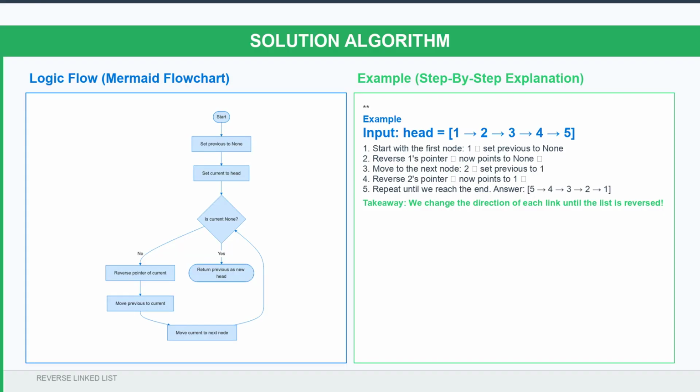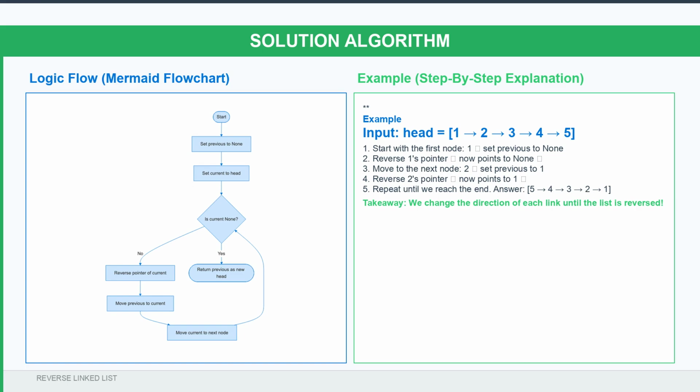LeetCode problem 206 involves reversing a singly linked list, a fundamental concept in data structures. To tackle this, first we need to understand that reversing means the first node will become the last, and the second will become the second to last, and so forth. We start by defining our data structure. Each node in a singly linked list has a value and a pointer to the next node.